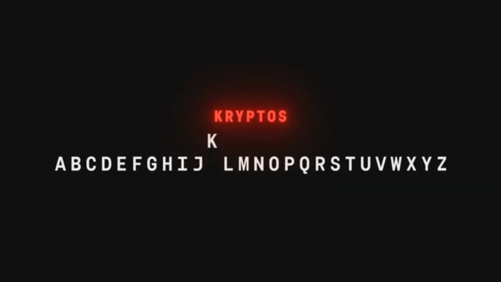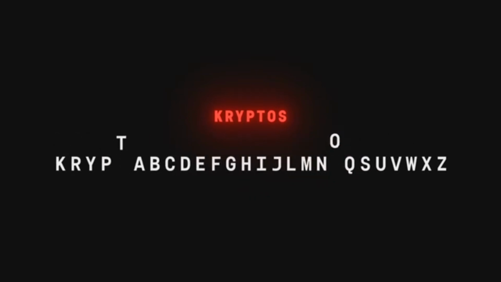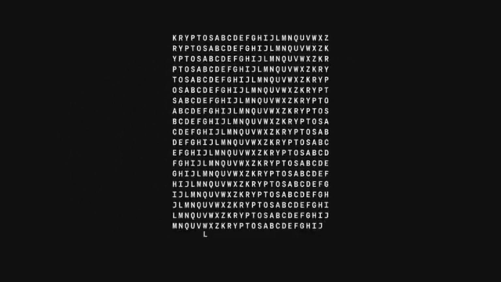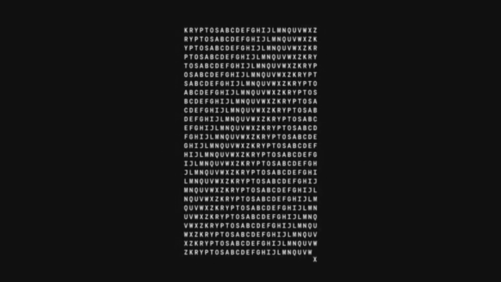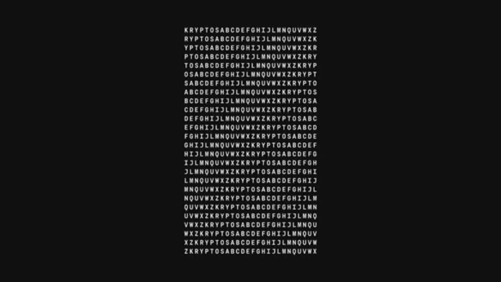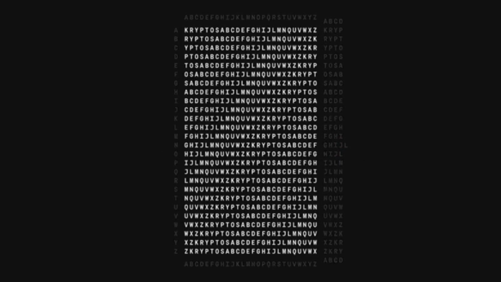Okay, so we move the K to the front, followed by the R, then the Y, P, T, O, and S. This keyed alphabet is then repeated underneath the first, but shifted one letter to the left. So it starts with the letter R, and the K is moved to the end. The next alphabet is shifted once more, so it starts with Y and ends with R. This process is repeated all the way down until we end up with 26 rows and 26 columns for each letter in the alphabet. So let's now use this table to encrypt a message.